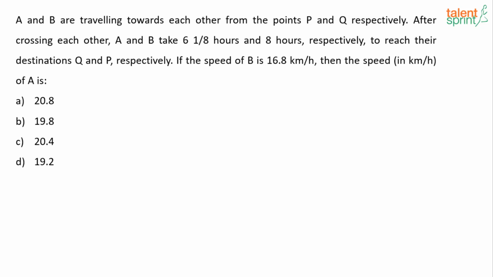I see some question on time and distance here. A and B are traveling towards each other. Try that. A and B are traveling towards each other from the points P and Q respectively. After crossing each other, A and B take 6 1/8 and 8 hours respectively to reach their destinations Q and P respectively. If the speed of B is 16.8 kilometers, then the speed of A is what?